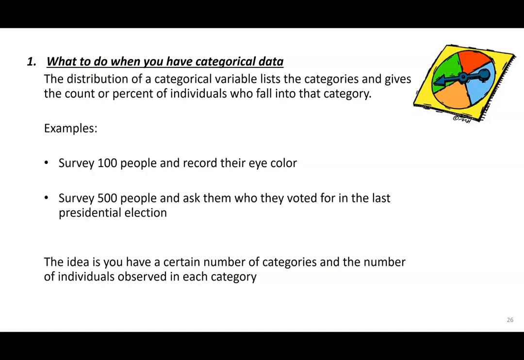So when you have a variable that's categorical, there are a couple of plots in particular that we tend to use. So for example, I could survey 100 people and record their eye color. So I have 100 people's eye colors written down. I could survey 500 people. I can ask them who they voted for in the last presidential election. And the idea is that you can take each of these and you could say, okay, well, brown eyes, blue, whatever other colors, and you can have a category and a number in each category. And that is the idea we're going to run with when we make our visual.